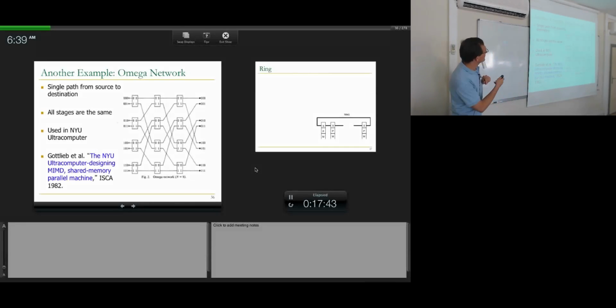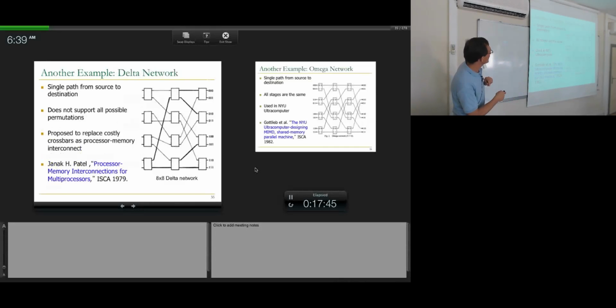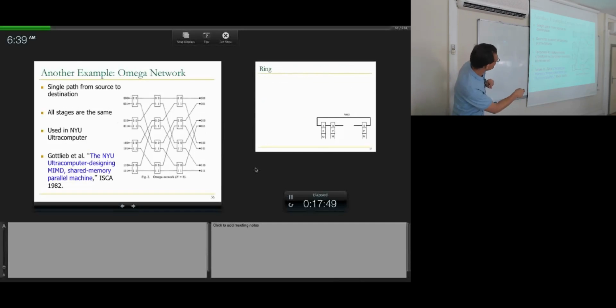Okay, this is the Omega network, which is more symmetric. All stages are the same. Here, all stages are not the same because of the way things are connected. Omega network, this was in the NYU Ultra computer, which was one of the more interesting parallel machines of its time. Basically, you have single path from source to destination, and all stages are the same.